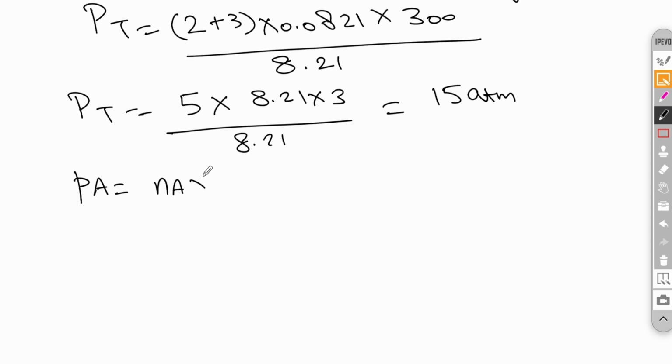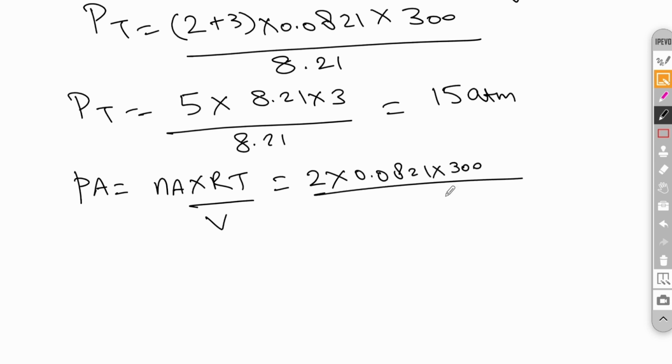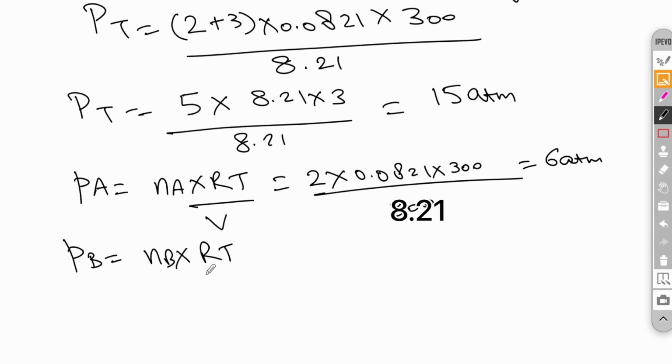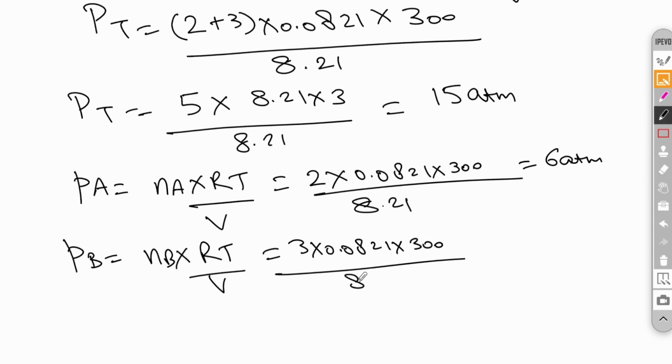And for partial pressure, the partial pressure of gas A is moles of A multiplied by RT by V. So moles we already know, R we know, temperature and volume. After putting all these values and doing the calculation, we'll get 6 atm. Similarly, the partial pressure for gas B will be equal to NB multiplied by RT divided by V, which is 3 multiplied by 0.0821 multiplied by 300, divided by 8.21. On solving, we'll get 9 atm.